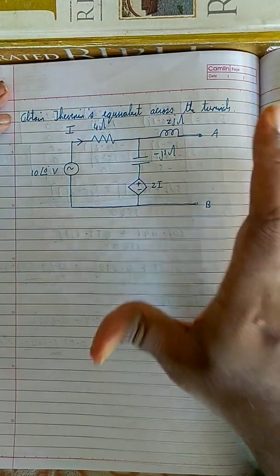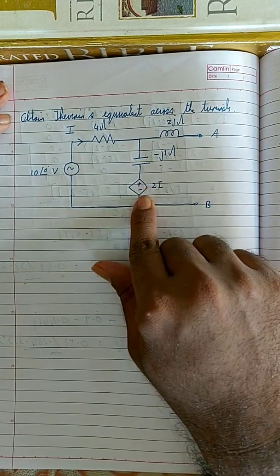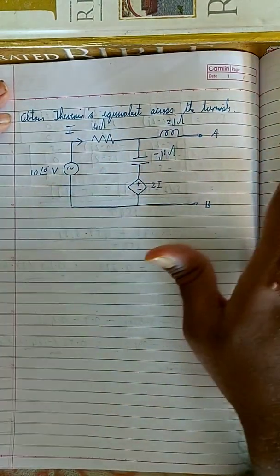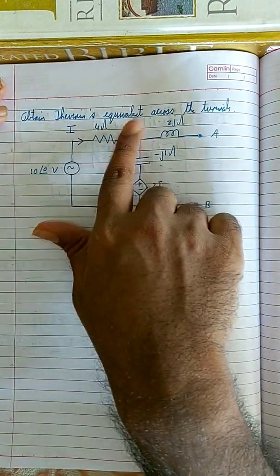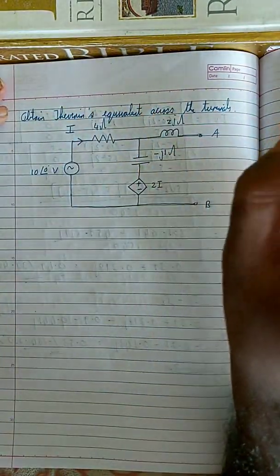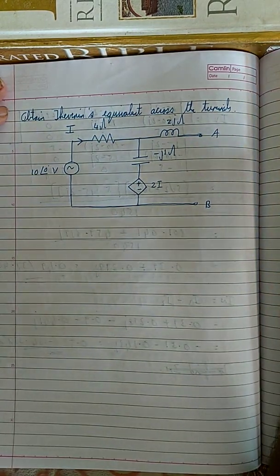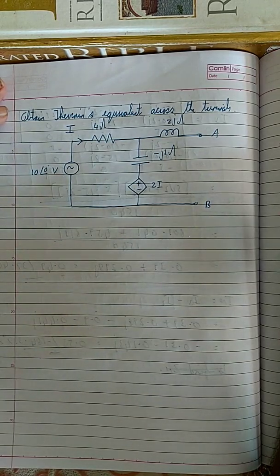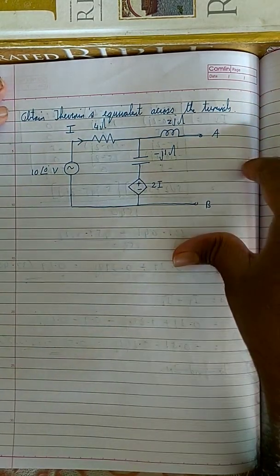One thing you need to understand is that if there is a dependent source anywhere in the circuit, then whether they have asked for Thevenin's equivalent or Norton's equivalent, it does not matter, because you still need to find both VTH and IN. Only when you find VTH and IN can you find the Thevenin's impedance or Norton's impedance, because you are using the equation VTH by IN. So you need to find both the values in that case.